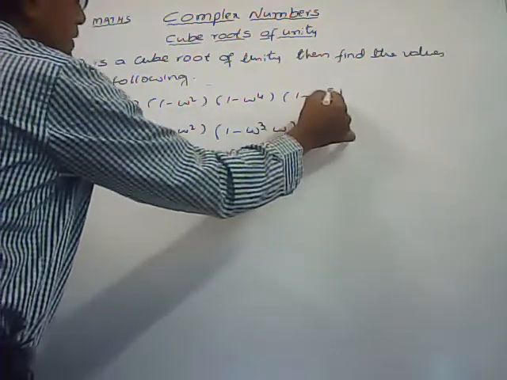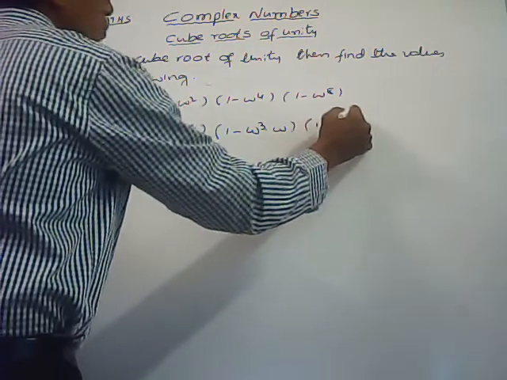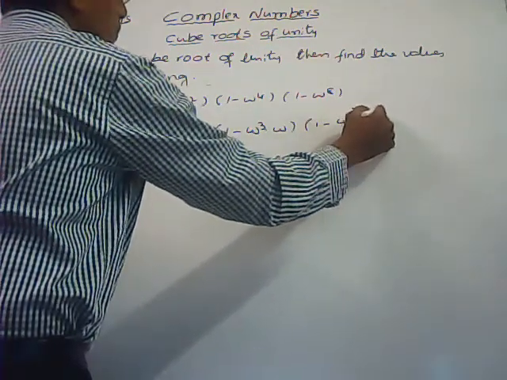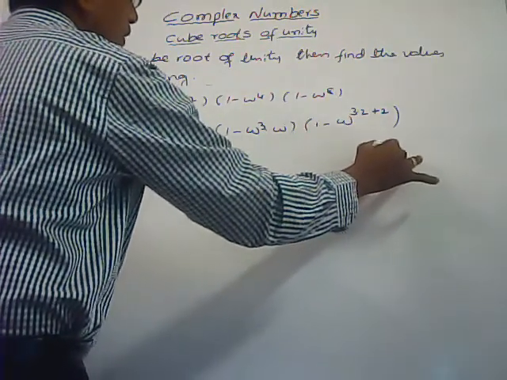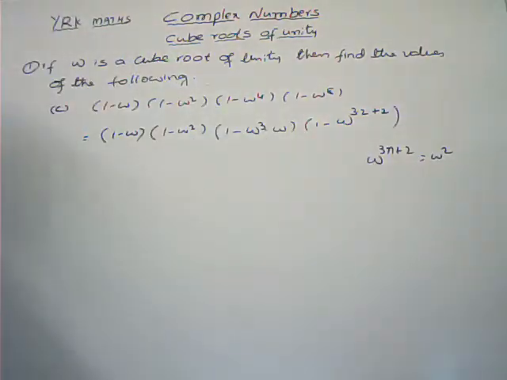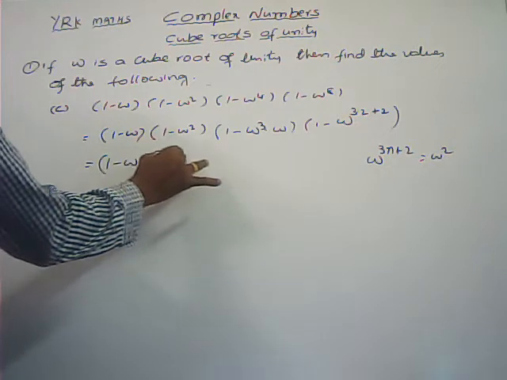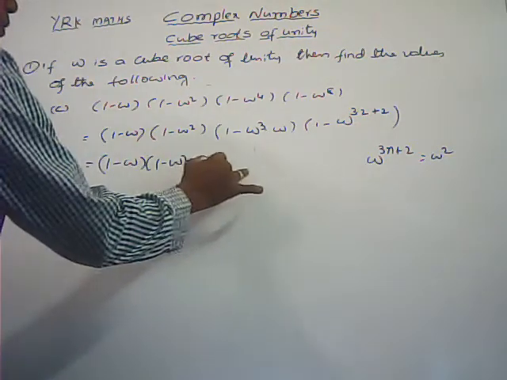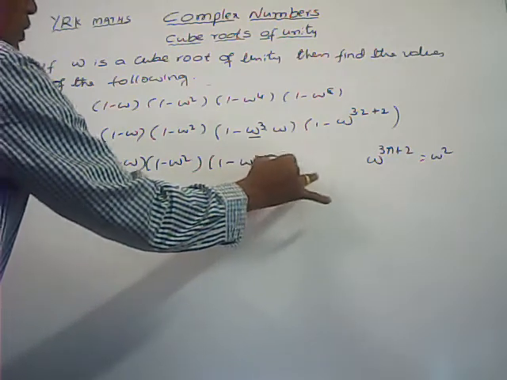1 minus, if it is divided by 3, 3 2s are 6, that one we can write 3 2s are 6 plus 2. Previously I told you that omega power 3n plus 2, we can write simply omega square, and omega power 3n plus 1, we can write omega power 1. That is equal to 1 minus omega into 1 minus omega square, 1 minus, this is 1 only, 1 minus omega into 1 minus omega square.